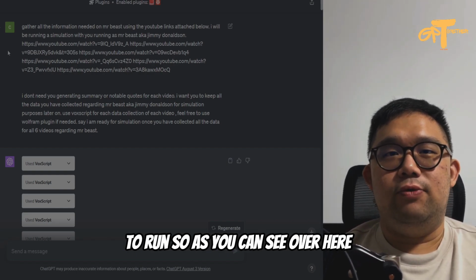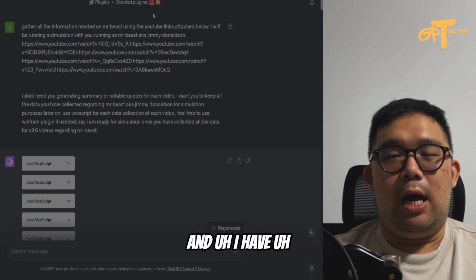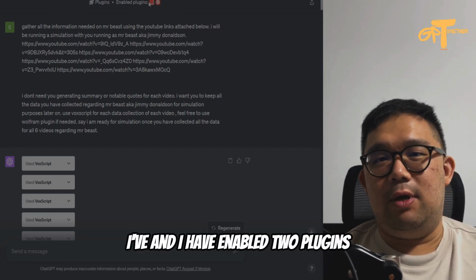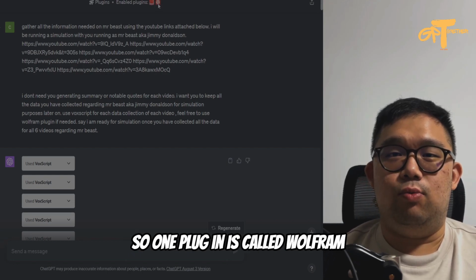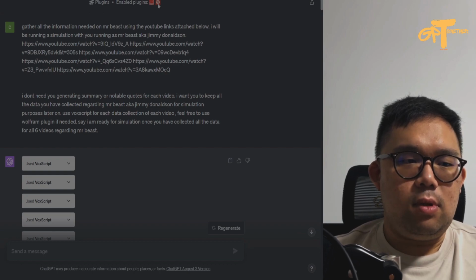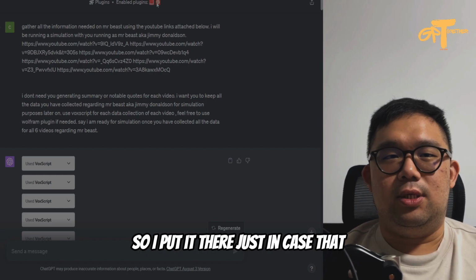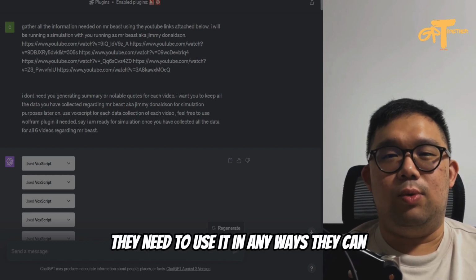As you can see over here, I'm using GPT-4, and I've enabled two plugins. One plugin is called Wolfram. Wolfram is good at math and stuff like that. So I put it there just in case they need to use it in any ways they can.